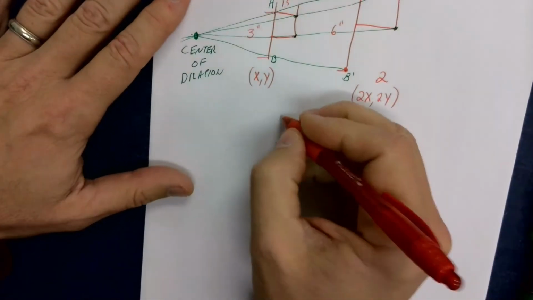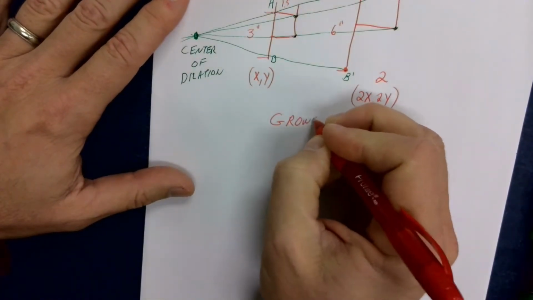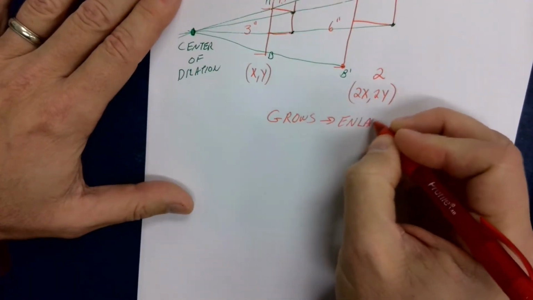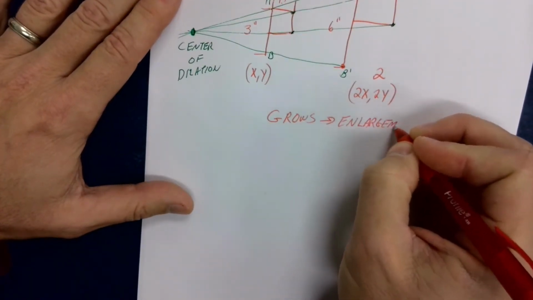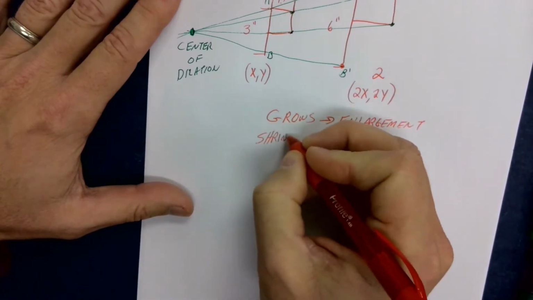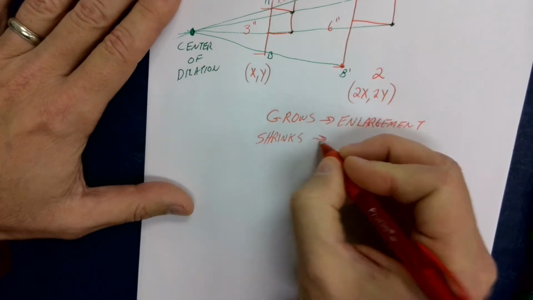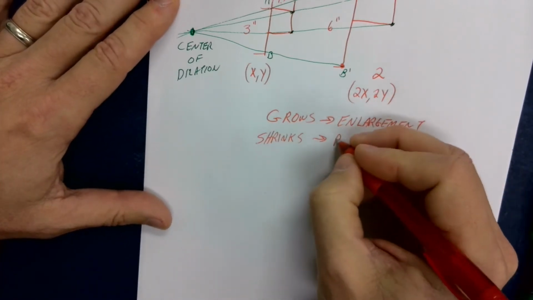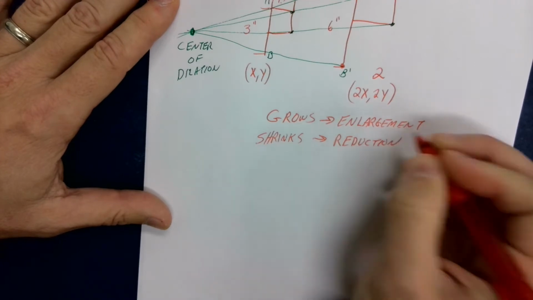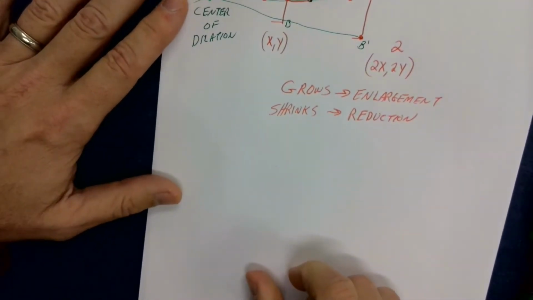And again, if it grows, the textbook calls it an enlargement. And if it shrinks, the textbook will call it a reduction. Okay, so those are our two kinds of things.